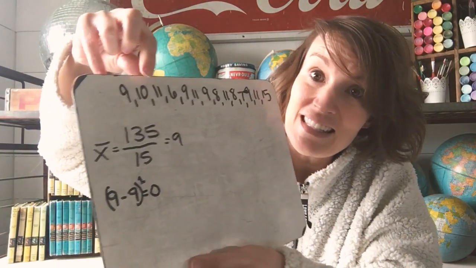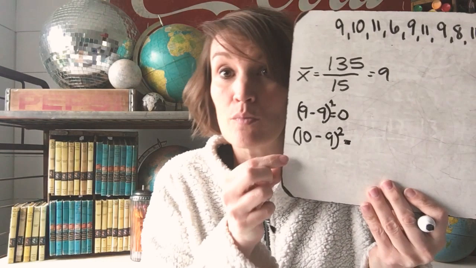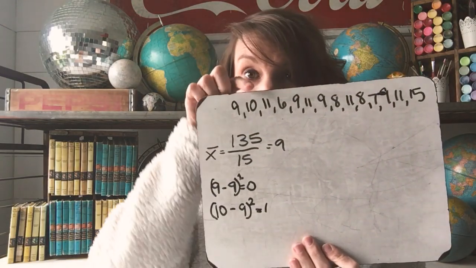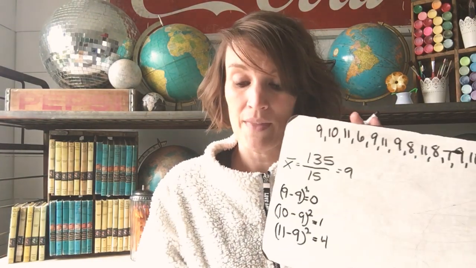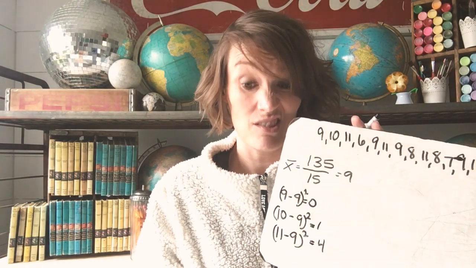Okay, so let's take this second piece of data. 10 minus 9, and we want to square that. So 10 minus 9 is 1. 1 squared is 1. Okay, the next piece of data is 11. So we say 11 minus the average, which is 9, then you square it. So 11 minus 9 is 2. Square that, you get 4. I told you, it was tedious.